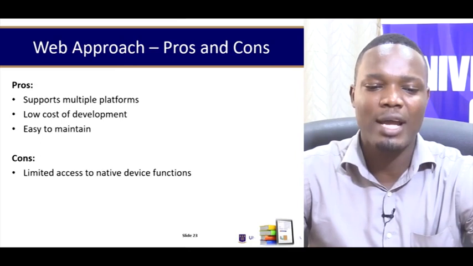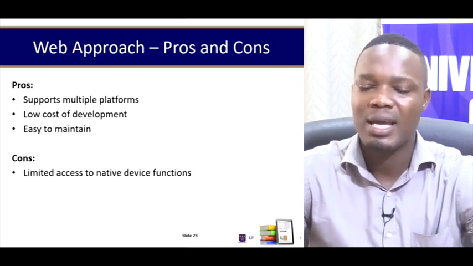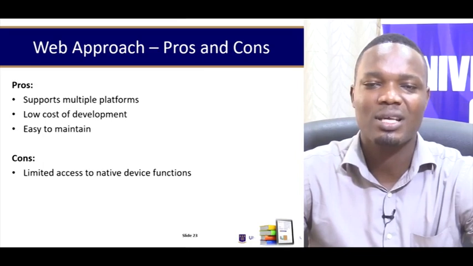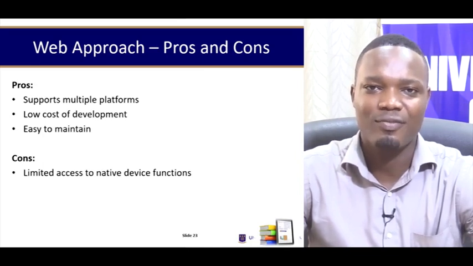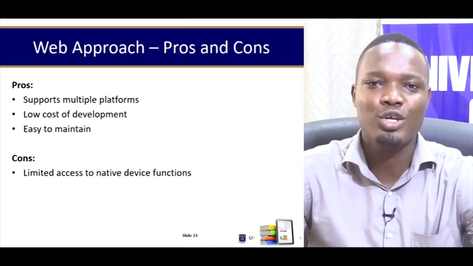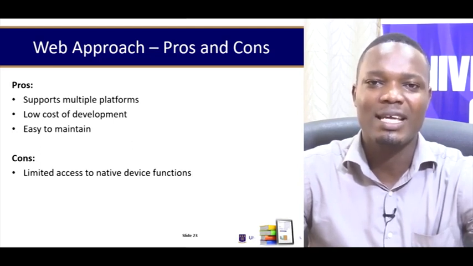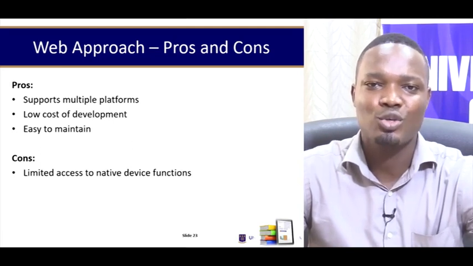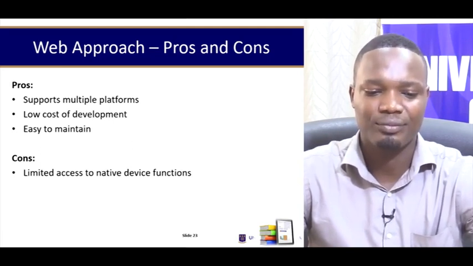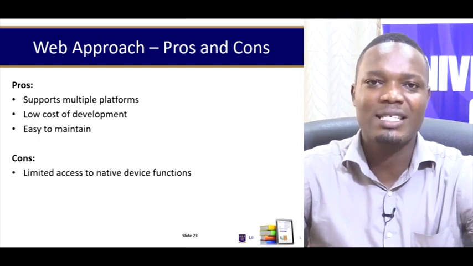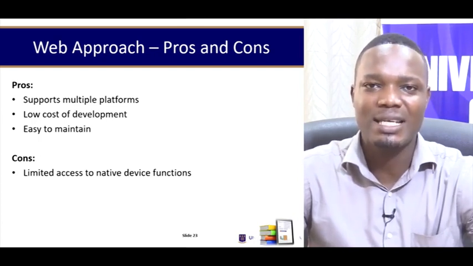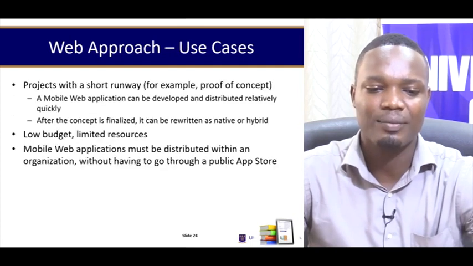Here, the advantage why you would want to go fully web is to support multiple platforms. It's also cost effective and it's easy to maintain. Here, easy to maintain means that when you upgrade your code or add a new feature, you are just looking for it to work on your server end. And then whenever they access that, they use your resources. So because of that, it's easy. Now, the disadvantage here, like we've already seen, is that there's limited access to native device functions.